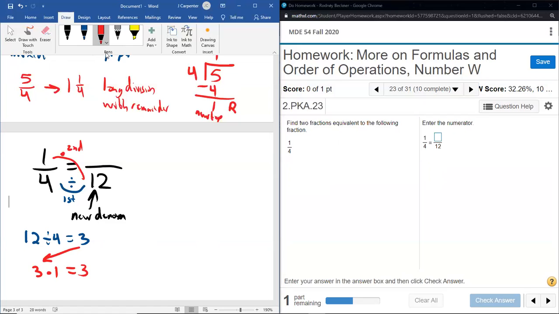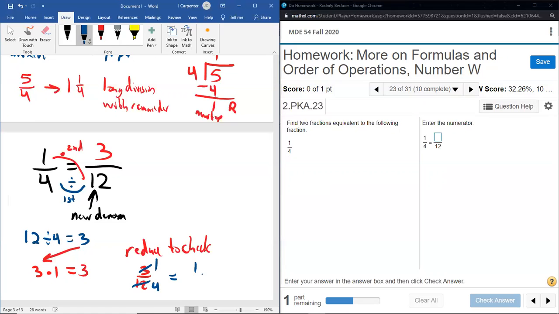So that says that that top would be 3/12. You can reduce to check this. Reducing, again, just means find the biggest number that goes into both of those, top and bottom. So 3 over 12, 3 goes into both of those. 3 goes into 3 once, 3 goes into 12 4 times, so this would be 1/4.